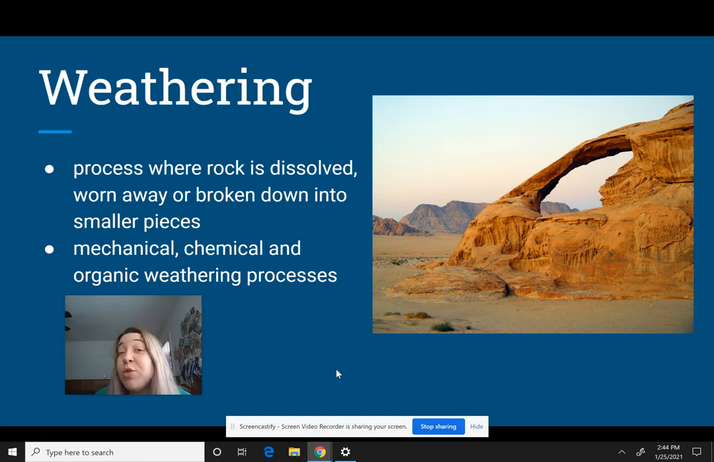We're going to move on to weathering. So we're still in the same unit. We're talking about Earth systems. Weathering is actually one way that the systems interact. All weathering is when rock is basically broken down into smaller pieces. This can be mechanical, chemical, organic weathering. There's lots of different things that can cause this. But this interesting shape right here was caused by weathering.